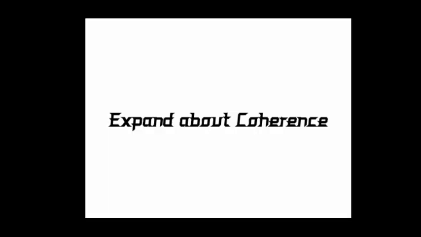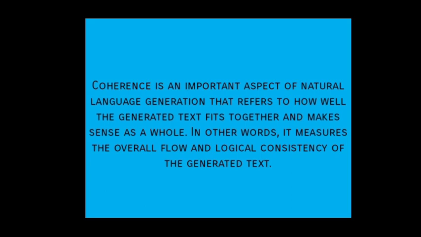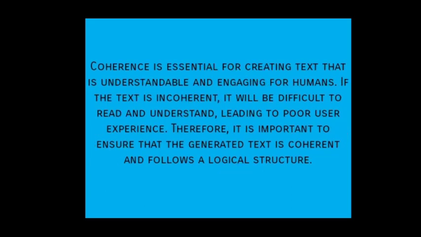Expand about coherence. Coherence is an important aspect of natural language generation that refers to how well the generated text fits together and makes sense as a whole. In other words, it measures the overall flow and logical consistency of the generated text. Coherence is essential for creating text that is understandable and engaging for humans. If the text is incoherent, it will be difficult to read and understand, leading to poor user experience. Therefore, it is important to ensure that the generated text is coherent and follows a logical structure.